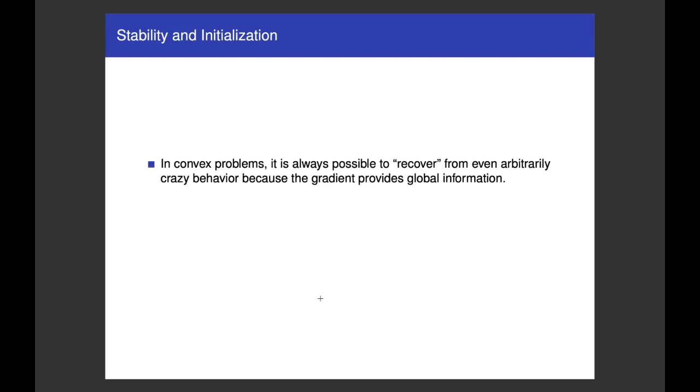Even if you make a gradient descent step with learning rate 1,000,000, that's probably bad, but you'll end up somewhere very far from the optimal x star. But the gradient will still point you in the right direction, so it'll still tell you how to get back, right? You can always get home. In non-convex problems, this is not necessarily the case anymore.